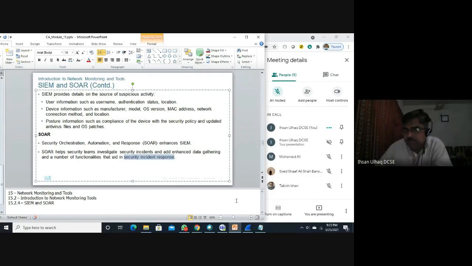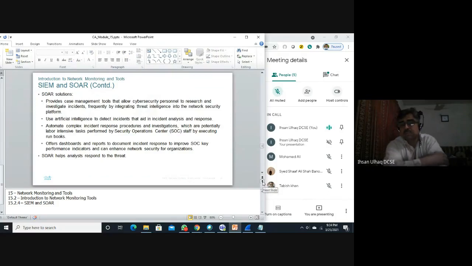So the very important task here is automation, and that is done mostly using AI, artificial intelligence, right? So we add AI methods in the SIEM, and it becomes SOAR, security orchestration, automation, and response. So response is also there, that this device can help you to respond to the security incidents. So this is something good.